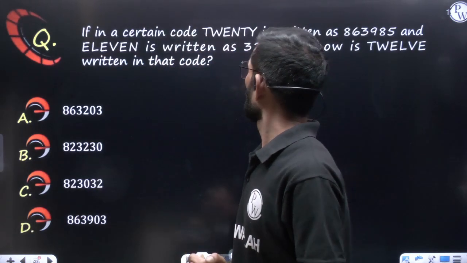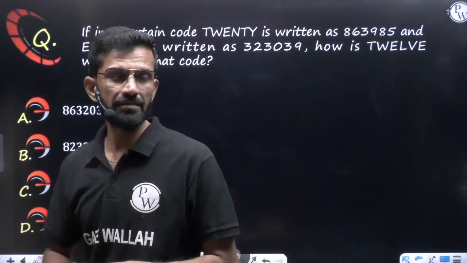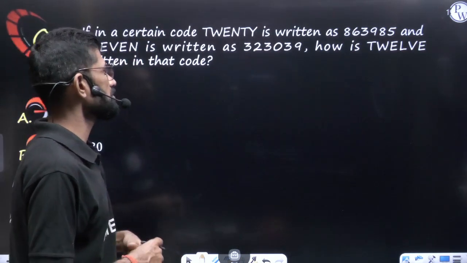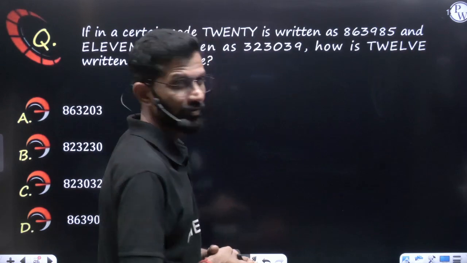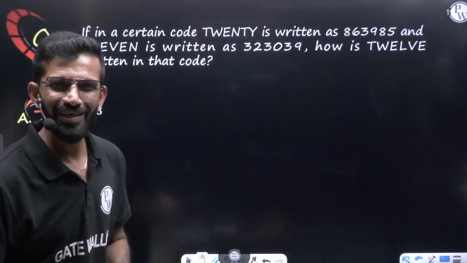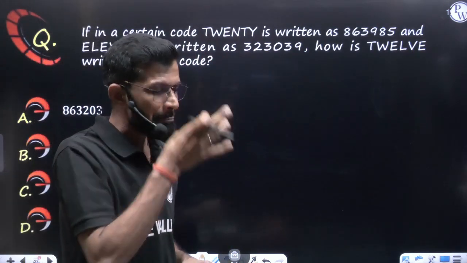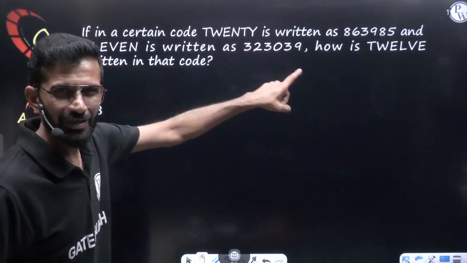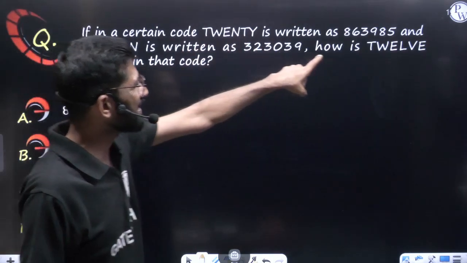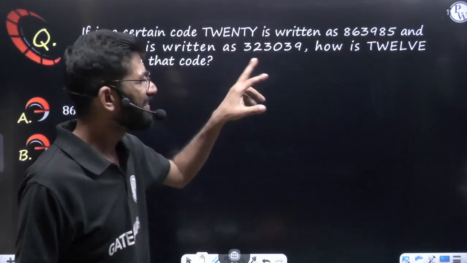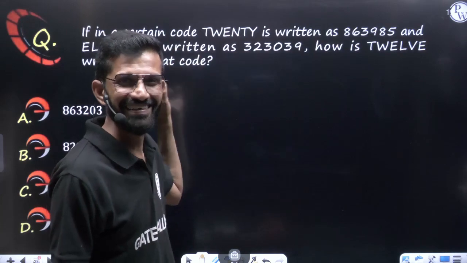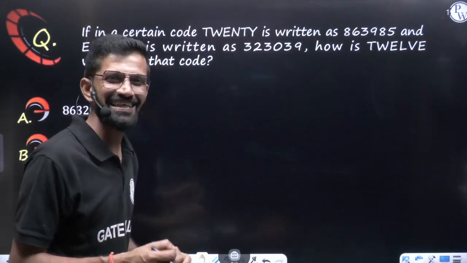If in a certain code 20 is written as 863985, 11 is written as 323039, how is 12 written in that code? In the question also they are saying numbers and the code is also numbers, but anyhow let us relate. Here you can understand 20 has some of the letters of 12, and the remaining letters are there in 11. Let us understand it very clearly.